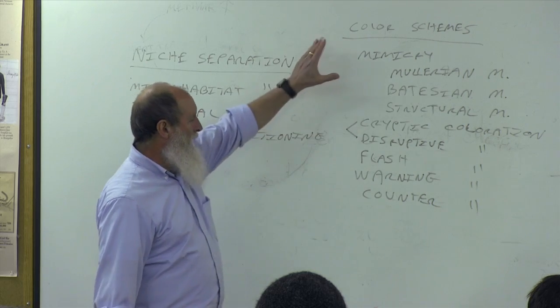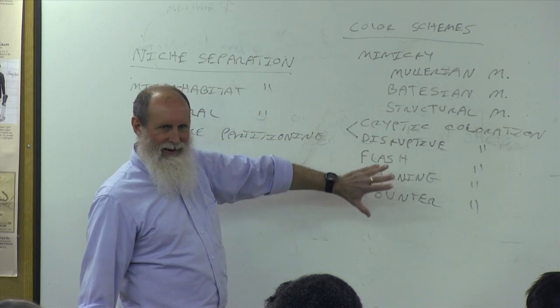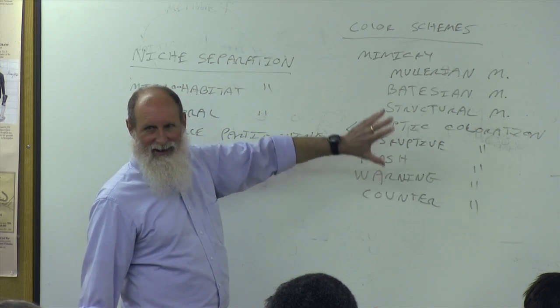So, I mean, we could go on. There are other things we could talk about, but this gives you a good idea of the array of strategies used by predator or prey to hide from each other.